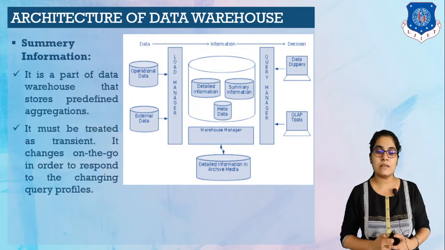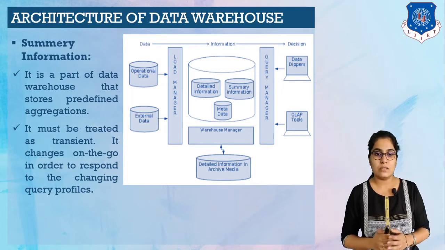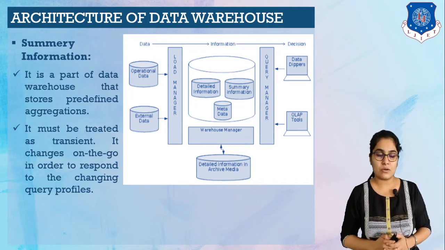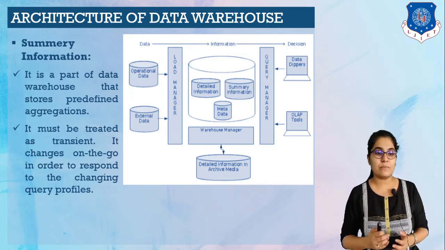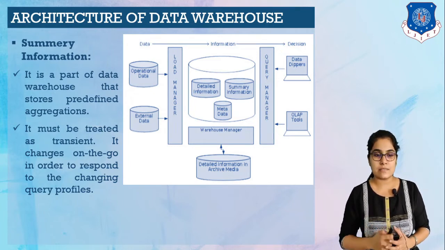Next component is summary information. It is a part of data warehouse that stores predefined aggregations generated by the data warehouse. It must be treated as transient as it will be subject to change on an ongoing basis in order to respond to the changing query profiles. The main goal of the summary information is to speed up the query performance. As the new data is loaded into the warehouse, the summarized data is updated continuously.